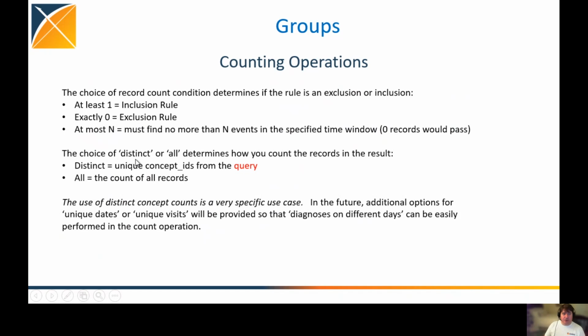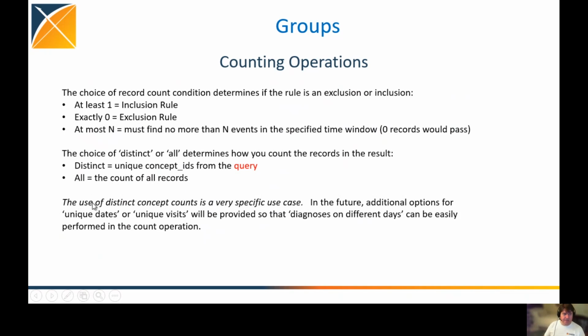The choice of distinct or all determines how we count the records from the query. Distinct means unique concept IDs from the query. That could be unique drug exposure concept IDs or unique condition concept IDs. Distinct is used to count only those unique occurrences of the concept, not the individual records. Whereas if we specify all, then we count all results of the query by records.